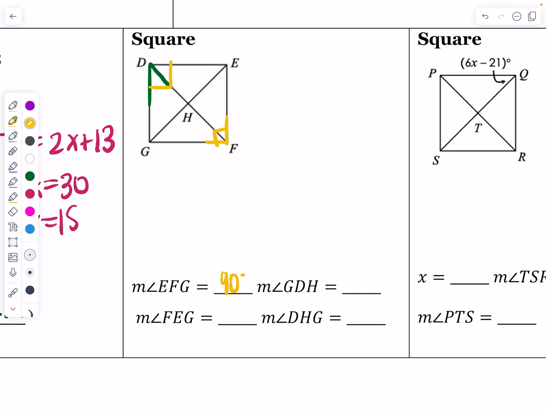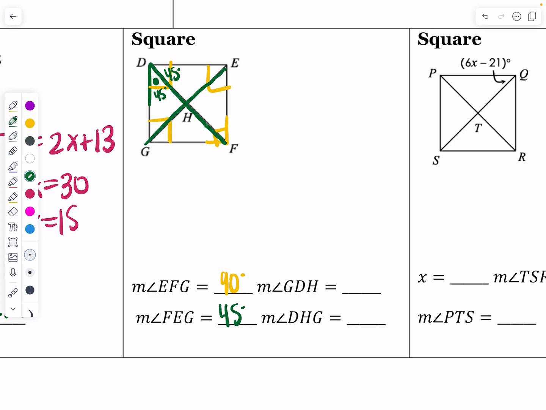So I'm going to do that in yellow. All of the corners are going to be right angles. So what is just half of that right angle in a square? It's going to be a 45-degree angle. So we talked about those right angles get bisected by those diagonals. These green diagonals come through and they bisect these right angles. So each of these small angles is going to be 45 degrees. So FEG would be 45 degrees.